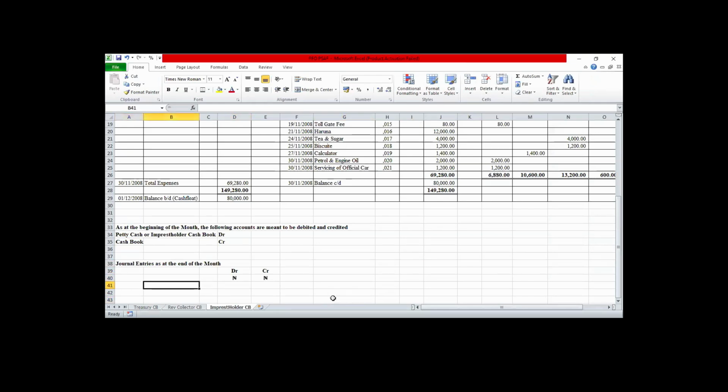Are you with me? Now, the first one is the petty cash or imprest order. Petty cash account has been debited as at the beginning of the month. What's our figure? Petty cash as at the beginning of the month, you have how much? 80,000. Correct.